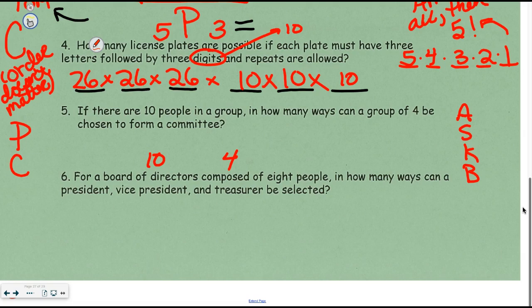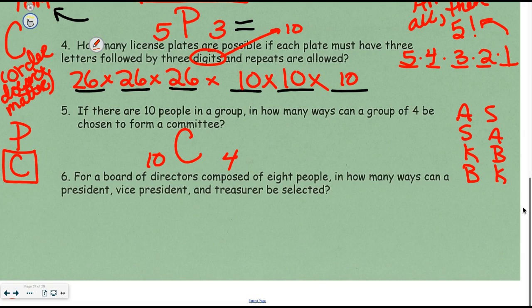Does it matter if I chose Sam, Alicia, Bill, Kaden, or is the committee the same? You should say that doesn't matter, it's the same 4 people. When the order does not matter, we do a combination. So in what situation does an order matter?